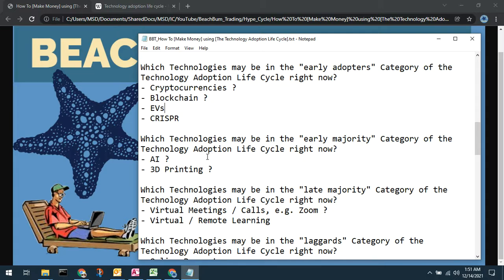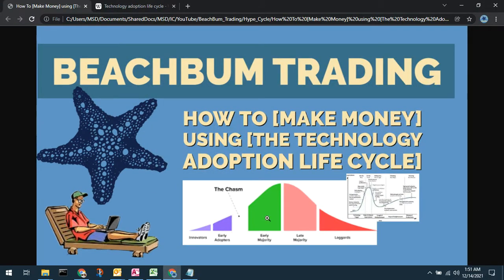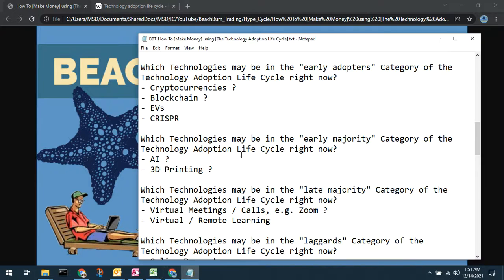Early majority, some technologies. I think AI is an early majority category. I think we've crossed the chasm. It's starting to get more wide-scale adoption. A lot of the AI, you don't realize how ubiquitous it already is.